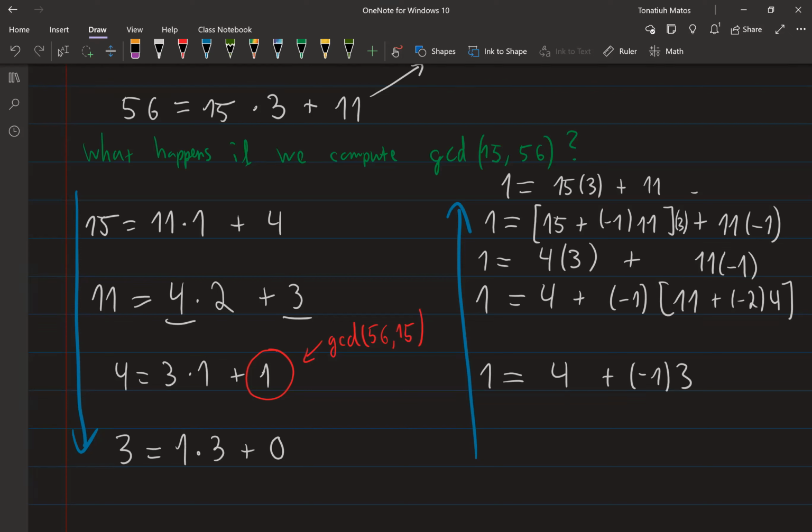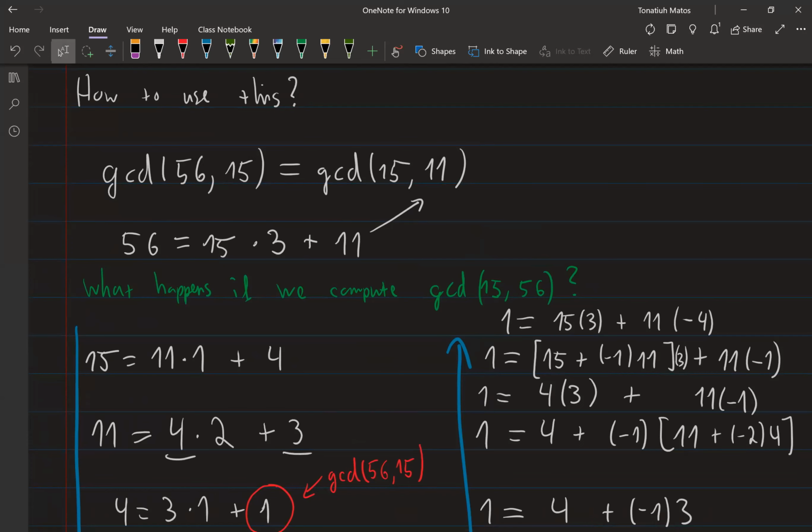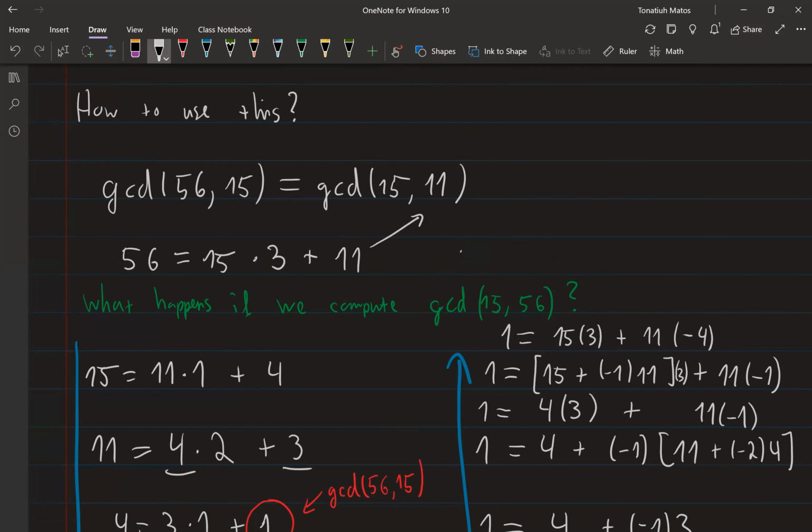What was it? -4? Okay, so if I plug this in reverse order until I get to the top, let's just do this. So 1, here the remainder is 11, so I substitute in all copies of 11. What is 11? 56 plus -3 times 15. I should have picked a simpler example anyway. -4, right? And now we simplify and we get 15.